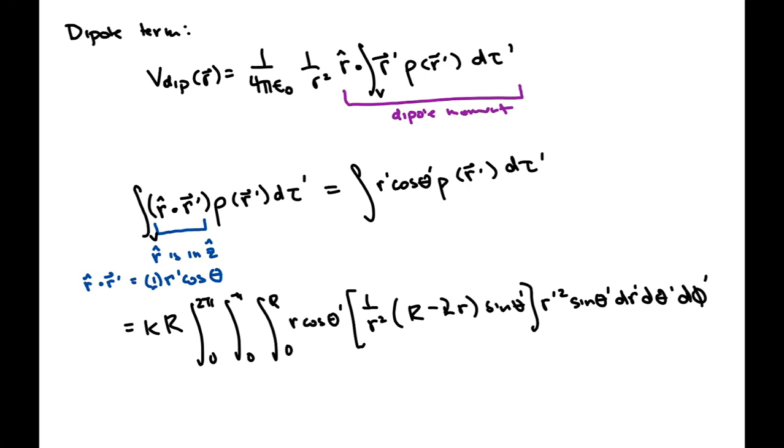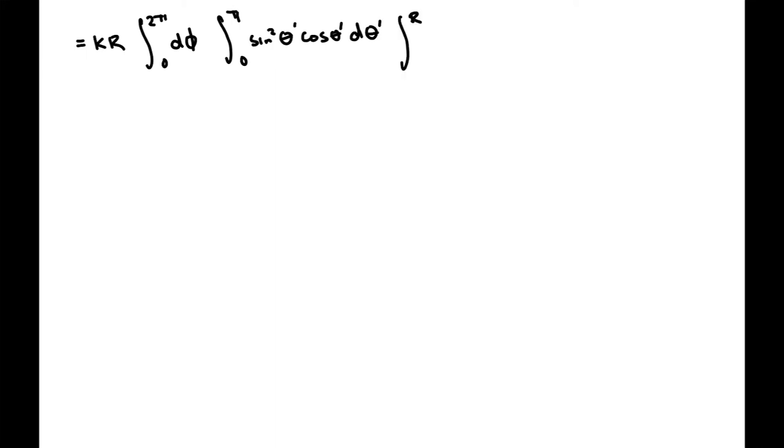Okay, so that's kind of a nasty looking integral. We can simplify it a little bit. Okay, we get kr out front, and then this guy is just 2 pi to 0 d phi. I can evaluate that middle bit. Let me rewrite what that ends up looking like. Pi over 0 sine squared theta prime times the cosine theta prime d theta prime, and then you get r to 0, r times r minus 2r squared dr.